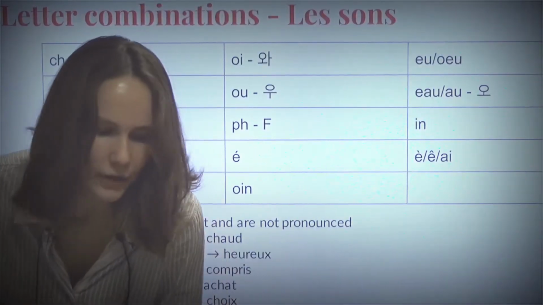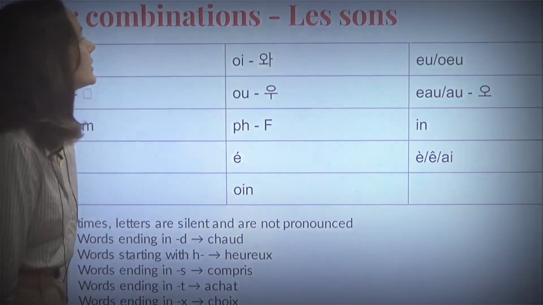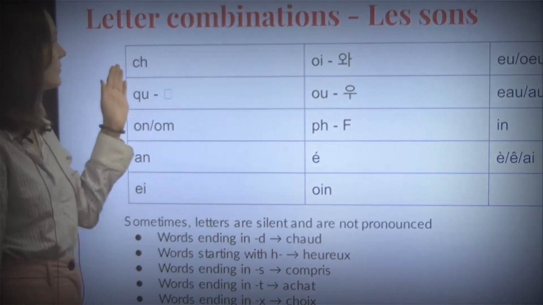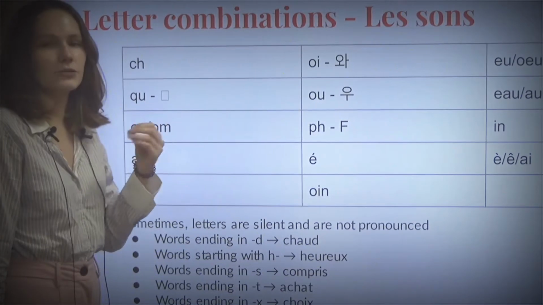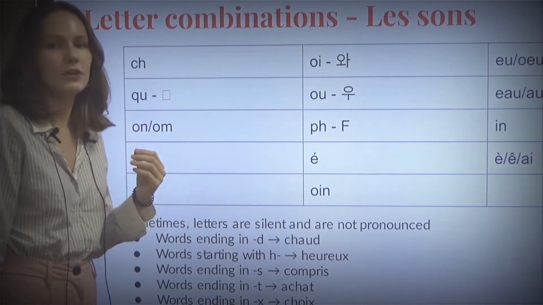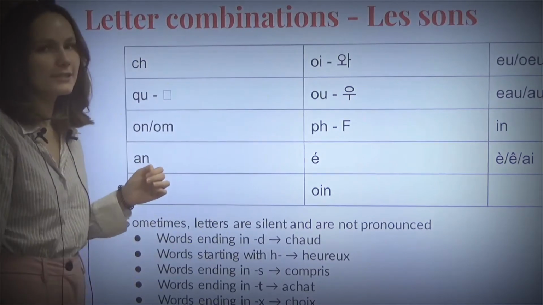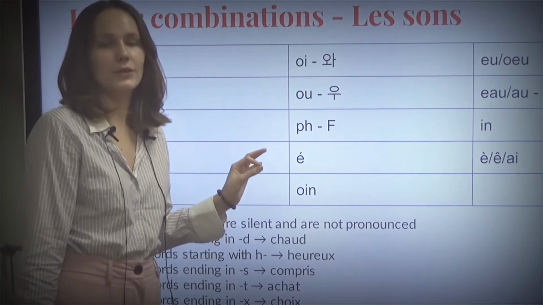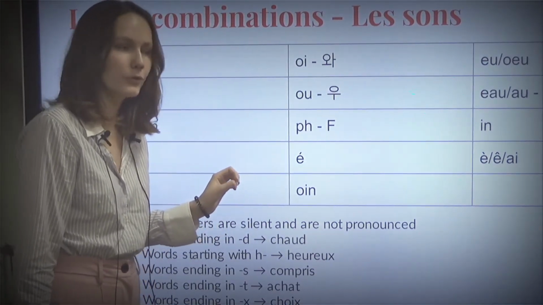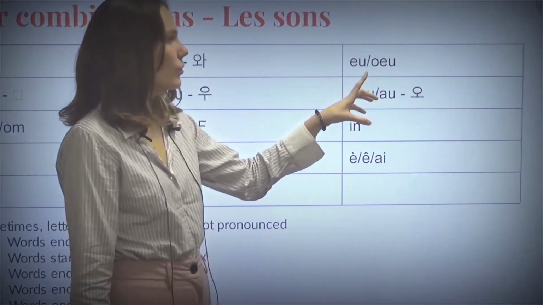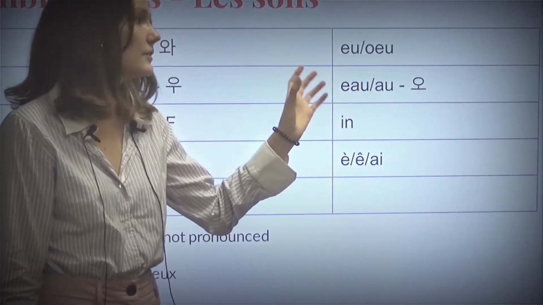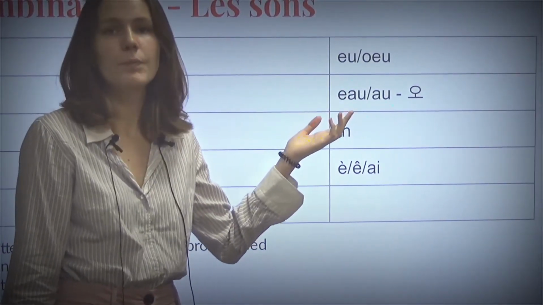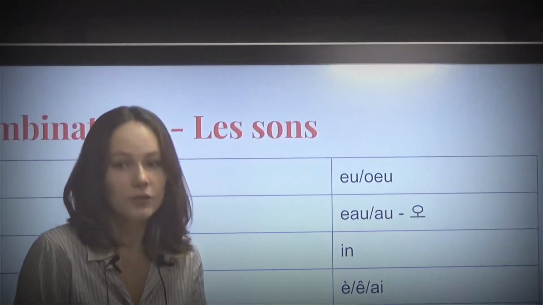Now I'm going to talk about the letter combinations as well because we have different sounds in French when different letters are together. So first we have CH, which is pronounced sh, like in cheval, which means a horse. Then we have OI, which is pronounced wa, like in oiseau, which is a bird in French. Then we have eu, with different ways of writing it, depending on the words. An example of this sound would be peur, which means fear in French.